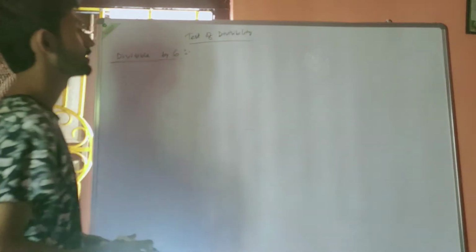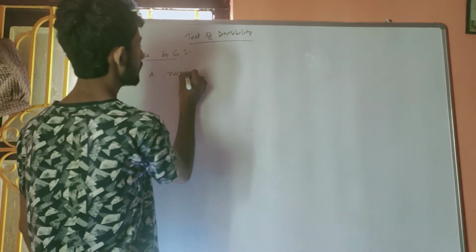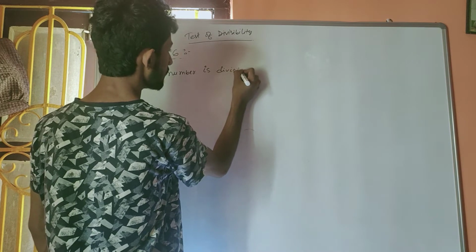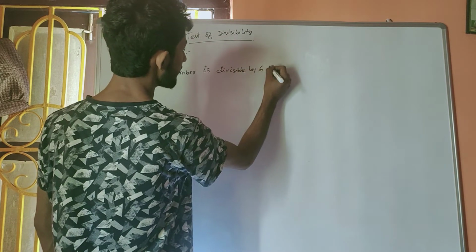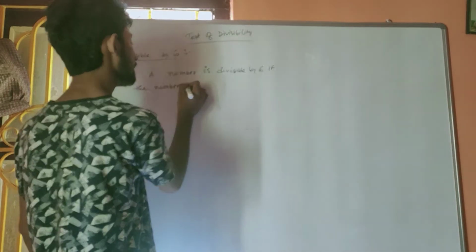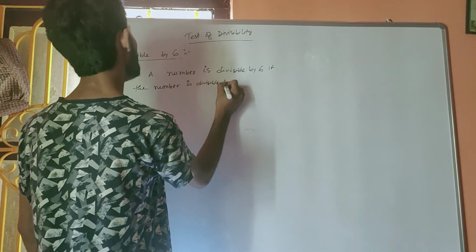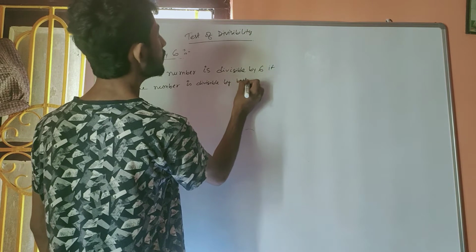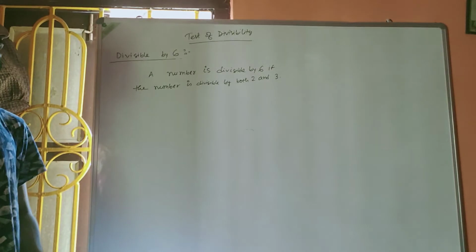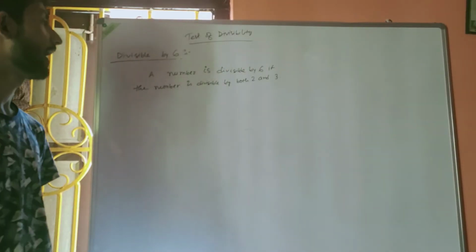Now, divisible by 6. A number is divisible by 6 if the number is divisible by both 2 and 3. A number is divisible by 6 if the number is divisible by both 2 and 3.